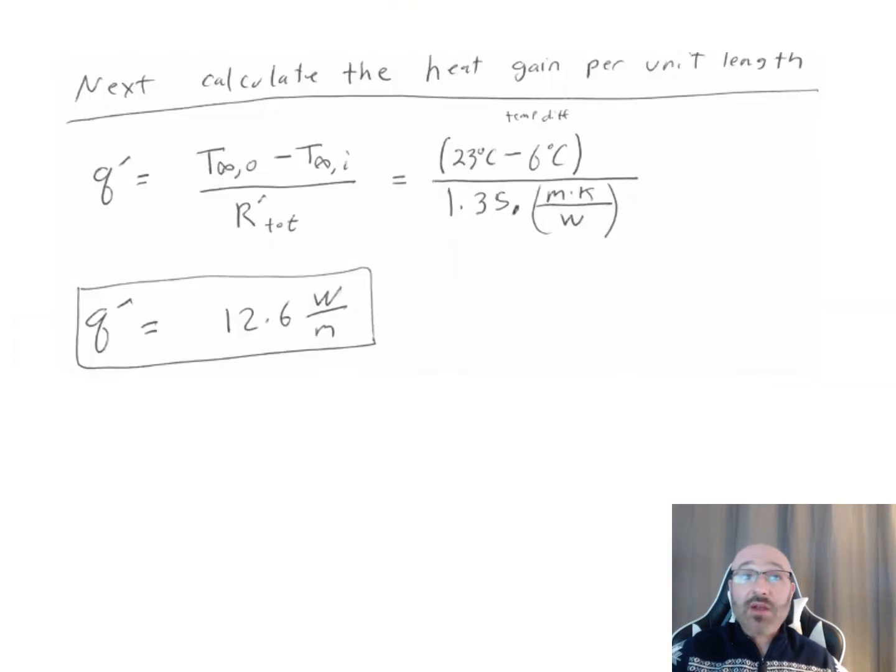So now our next step here is to calculate the heat gain per unit length. So we have the resistance per unit length, but if we flip back to our setup page there, what did it ask us to solve for in part A? Well, that was the heat gain per unit length. So we need our Q prime right here.